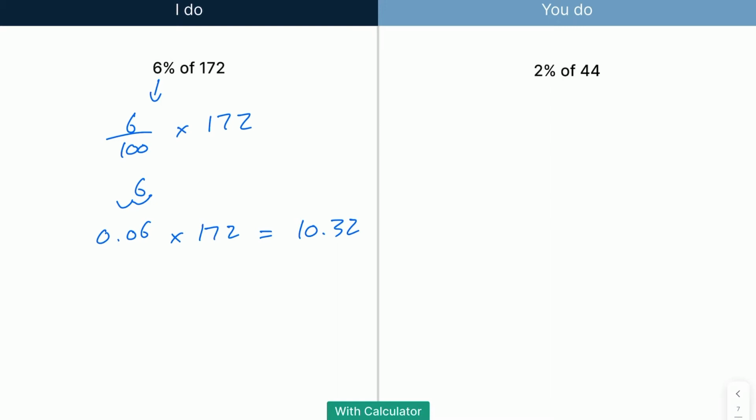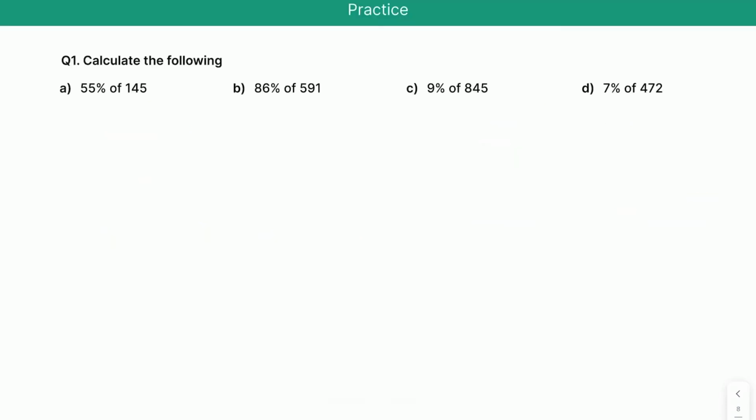Again, hopefully you've pressed pause and had a go at the example on the right. Now with this one, again, percentage is out of 100. And that just becomes 0.02 times 44. And if I do that on my calculator, I get 0.88. Here's some practice questions. Press pause and have a go. Here are the answers. Mark your work.